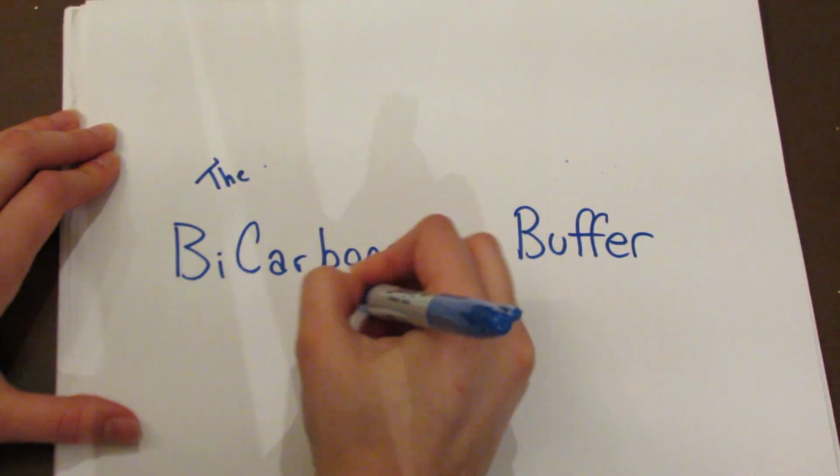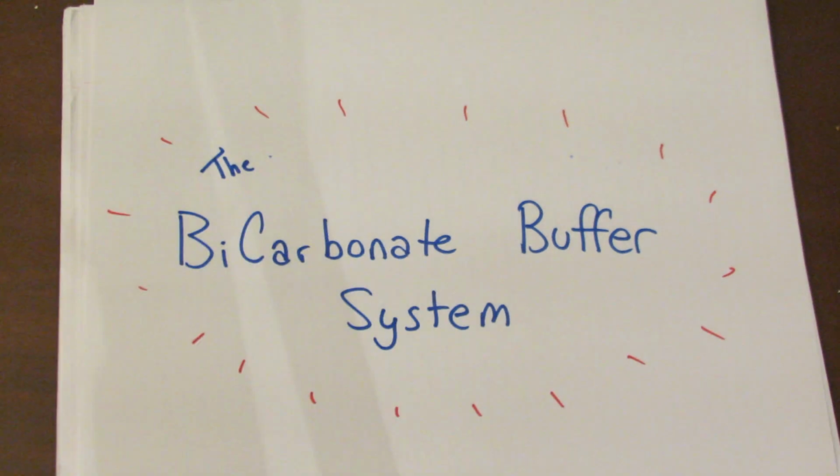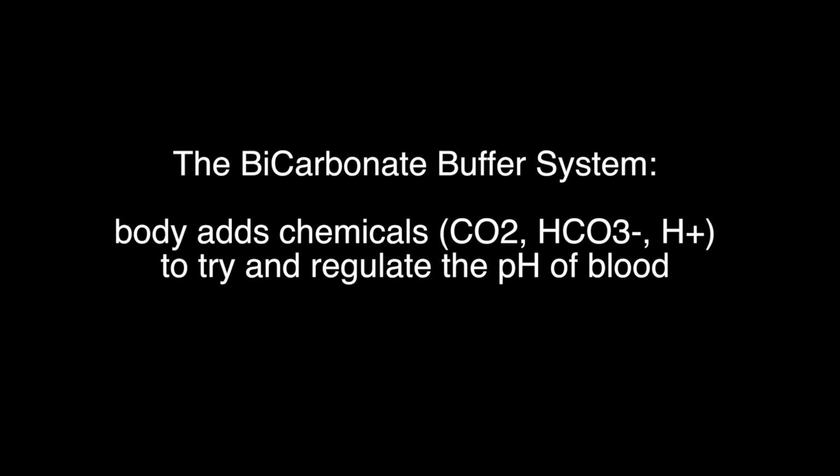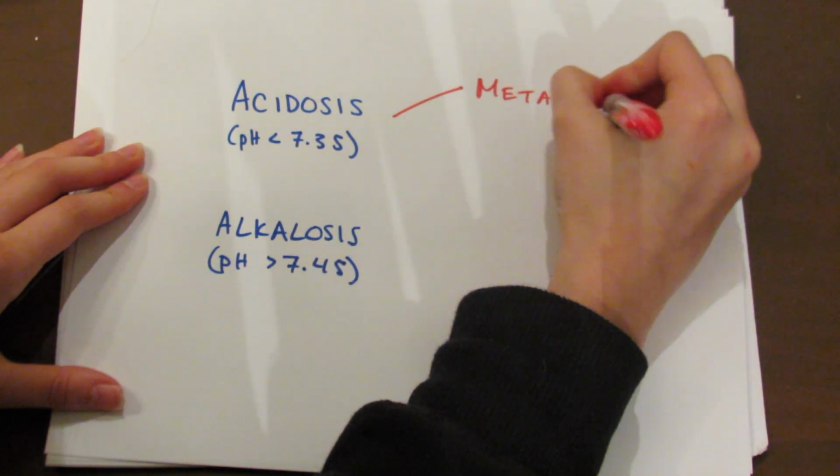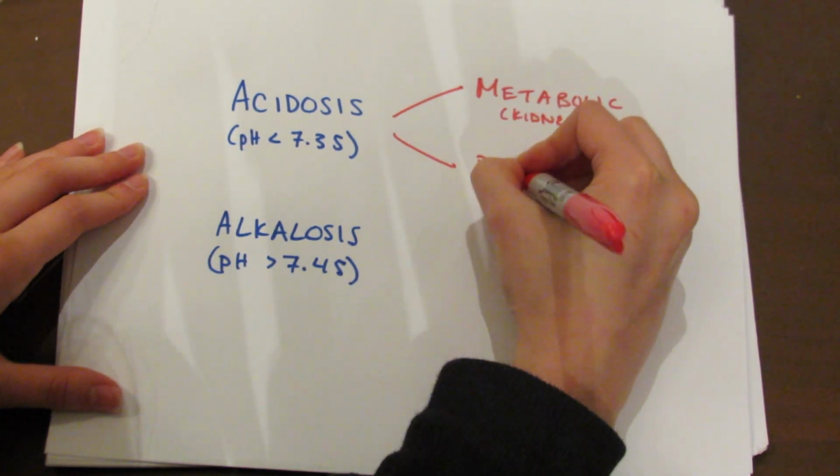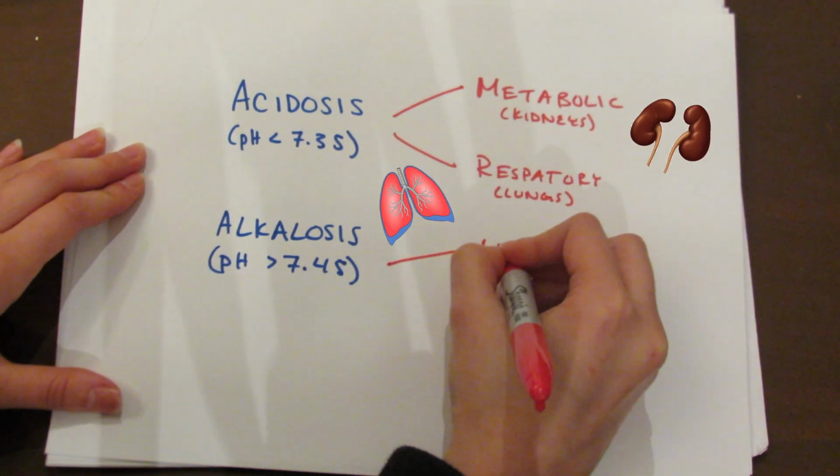This is where we see the bicarbonate buffer system come into play. The bicarbonate buffer system is when the body adds chemicals, for instance carbon dioxide, bicarbonate, and hydrogen ions, to try and regulate the pH of blood. There are two main types of pH imbalances: respiratory and metabolic.